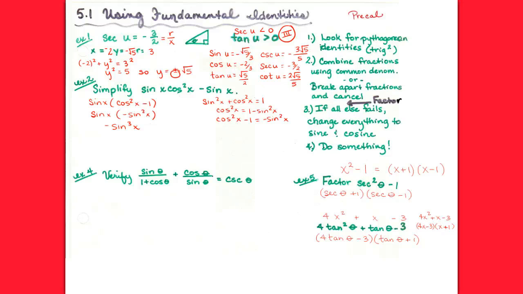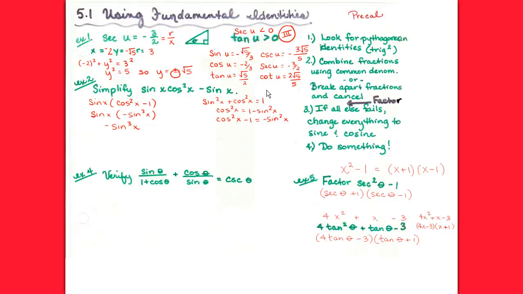And that's as simplified as I can make it. If this had been a verify, in the beginning it would have just said verify that this is equal to negative sine cubed x. I would have known what I was trying to get to before I started. That's the only difference. Now, there is more than one way to do most of these problems.